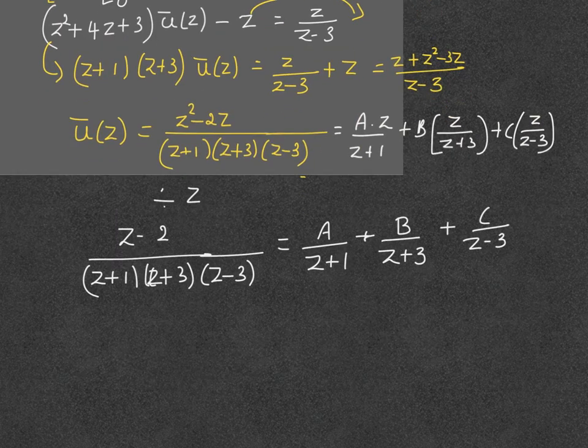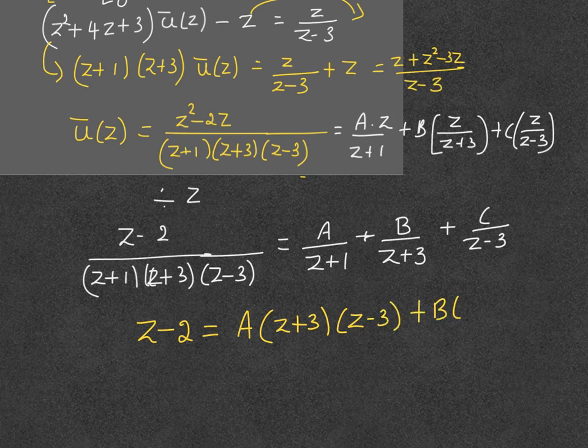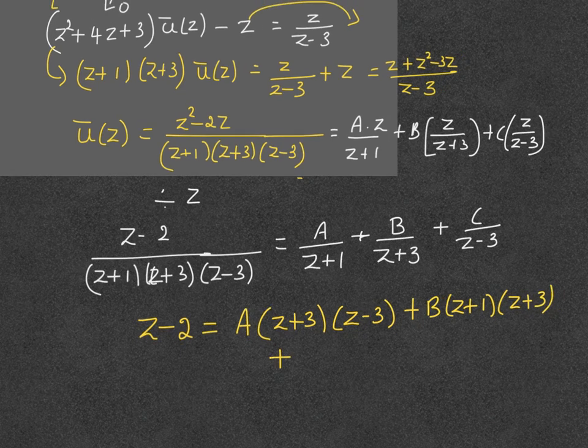Next, we take the numerator on both sides. Z minus 2 equal to A into z plus 3 into z minus 3, B into z plus 1 into z plus 3, and plus C into z plus 1 into, for B I have to take z plus 1 into z minus 3, for C this should be z minus 3, we have to take z minus 3, and here z plus 3.